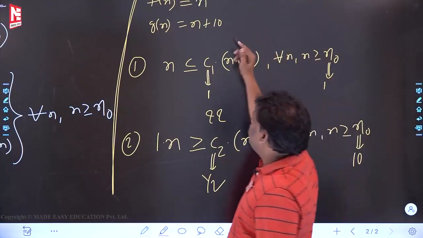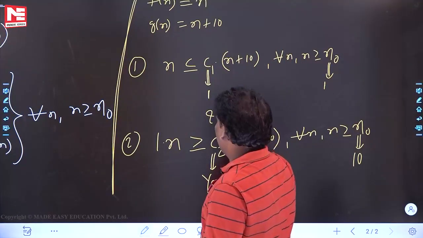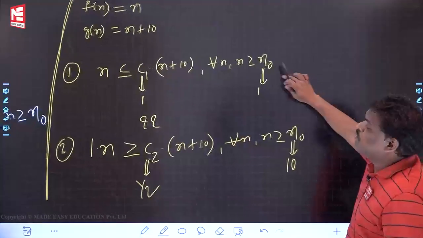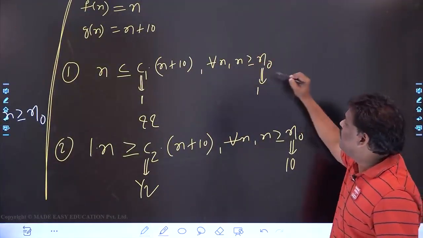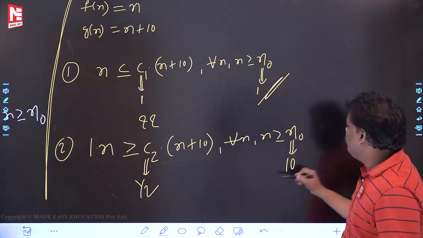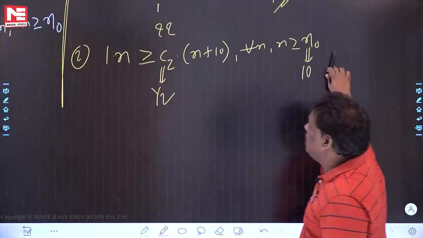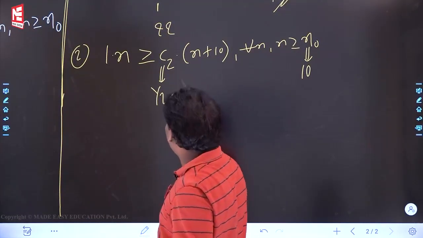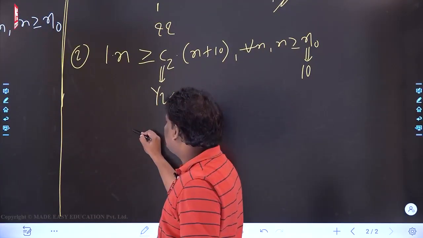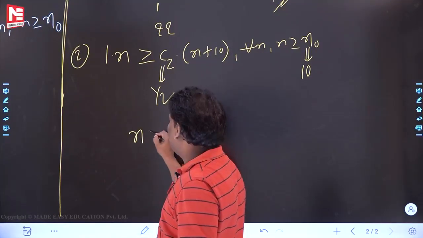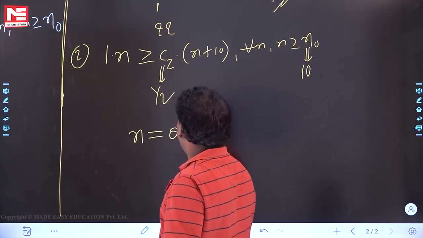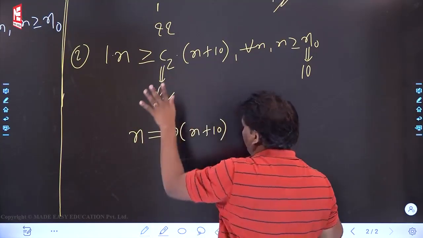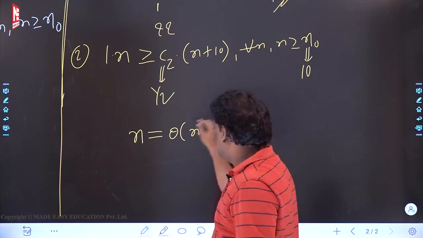So between f and g, big O is possible for C1 equal to 1, omega is possible for C2 equal to 1 by 2. Can you say both should be true? Big O is true from 1 onwards. Omega is true from 10 onwards. What is the combined one? Big O possible, omega possible. Because big O and omega are both possible, I can say finally that n is theta of n plus 10. First one is big O, second one is omega. Both possible, then theta is possible.